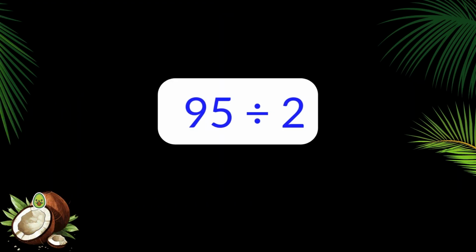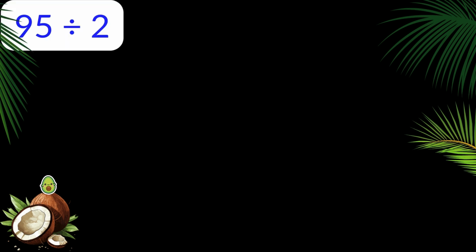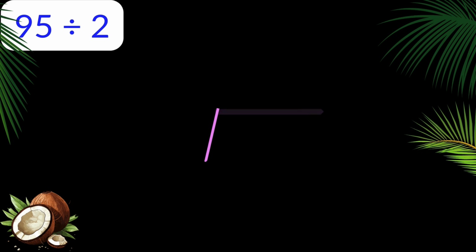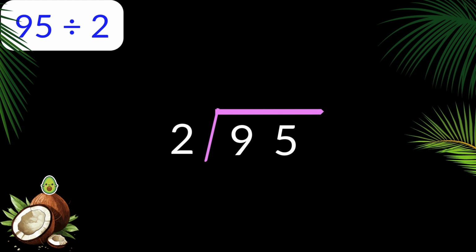95 divided by 2. First, let's draw a division house. Imagine a little house where numbers live. The first number, 95, moves inside like a guest at a party. The second number, 2, stays outside like a guard at the door. And the answer? It'll sit on the roof like a happy little bird.